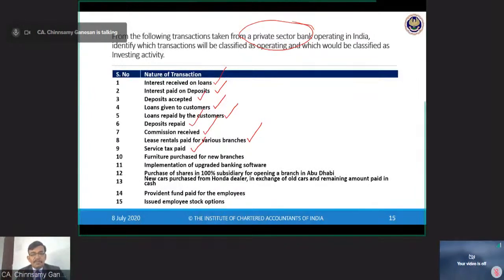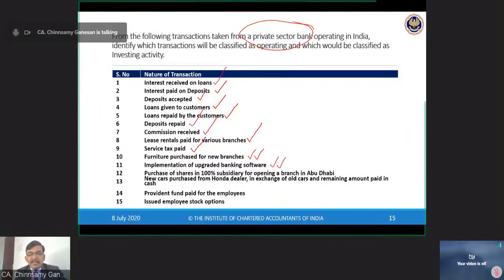Furniture purchased for new businesses, new branches. Is it my core activity? No. Accordingly, it is definitely not operating activity. But when I am saying furniture, it's purchase of a long-term asset. So it is part of my investing activity. Implementation of upgraded banking software. Again, on intangible assets, I am investing. So this is also investing on a long-term asset, which becomes an investing activity.